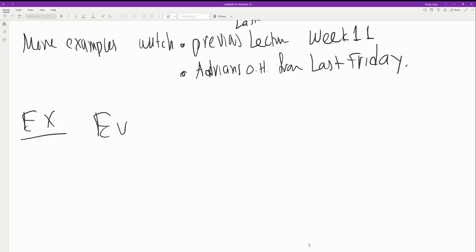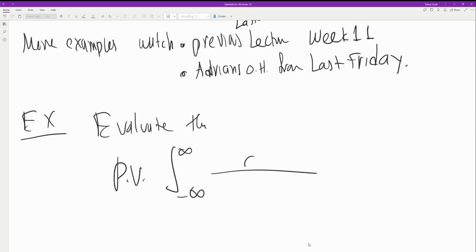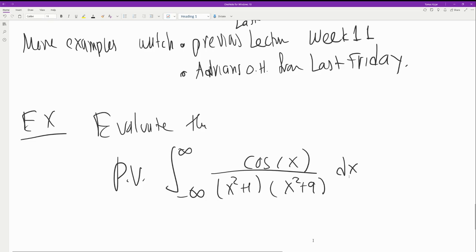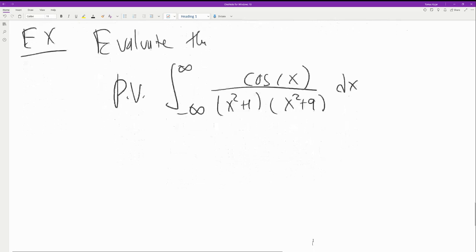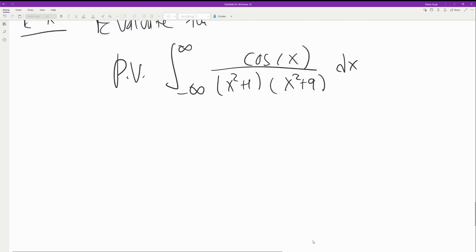Okay, so evaluate the principal value, let me write here, of the following integral: cosine x over x squared plus 1 and x squared plus 9. Okay, so let's do this. First, we turn it into a complex integral.